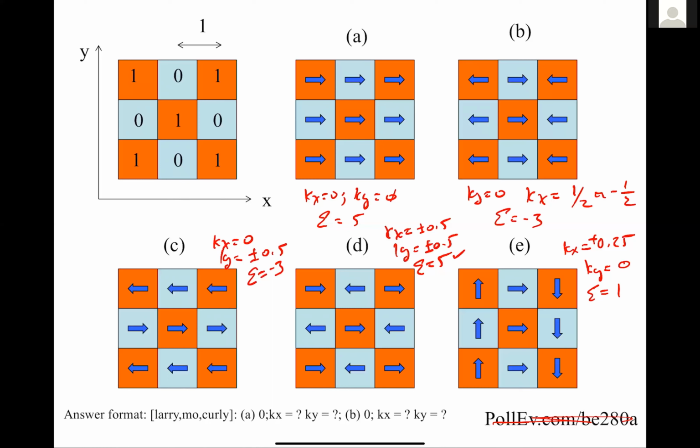Professor, do you mind doing kx is equal to -0.25 and ky is equal to 0? Yes. So basically, what's shown is kx equals plus 0.25, right? So if you had negative 0.25, then it would just go in the opposite direction.